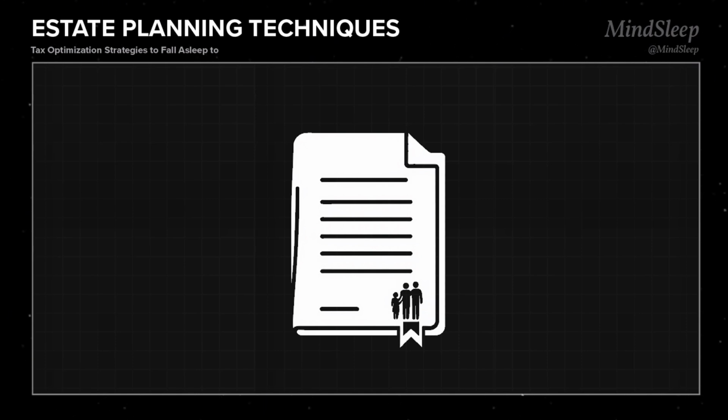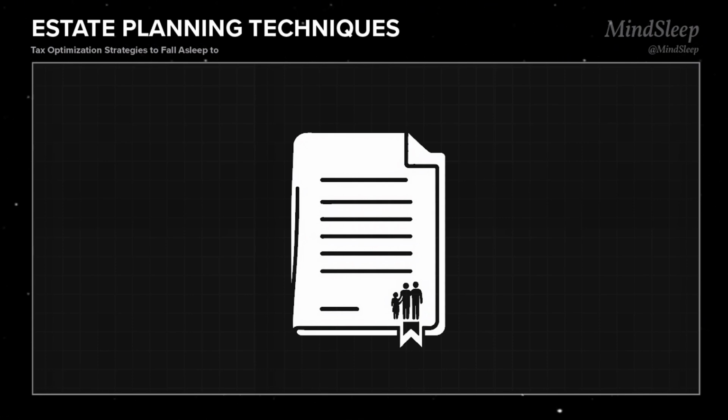Revocable trusts, for example, offer flexibility as they can be altered during the grantor's lifetime. However, they don't provide significant tax advantages as the assets are still considered part of the grantor's estate. Irrevocable trusts, on the other hand, can offer substantial tax benefits by removing assets from the grantor's taxable estate, but at the cost of relinquishing control over those assets.